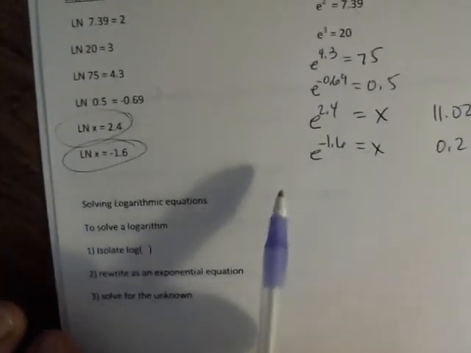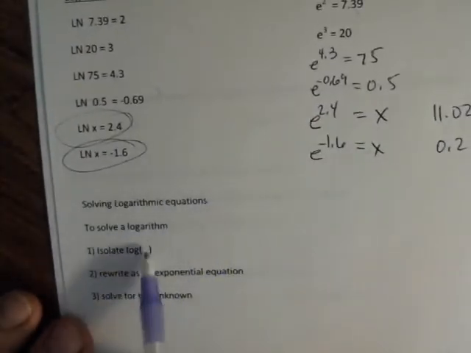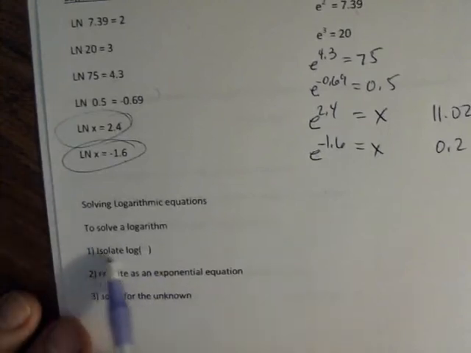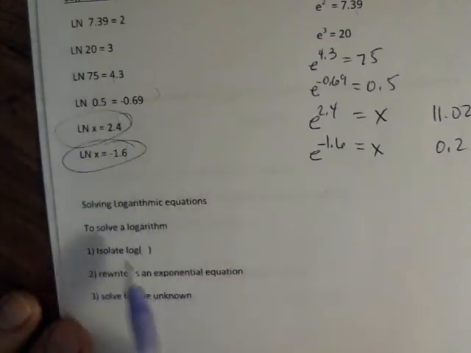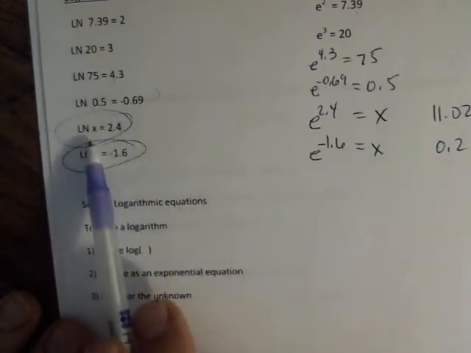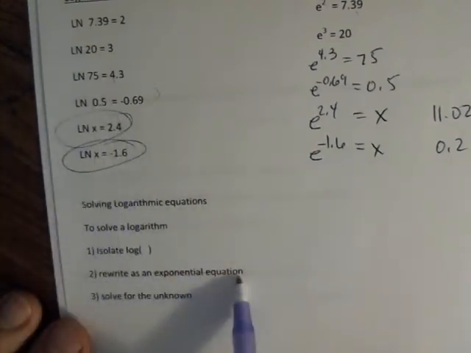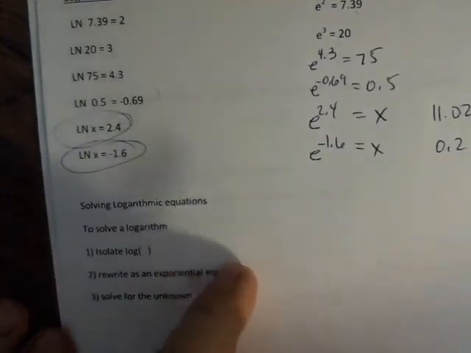So, if we are solving logarithmic equations, it's pretty much just what we've been doing here. The first thing you must do is make sure you have the log to whatever isolated. Rewrite as an exponential equation. Solve for the unknown. Okay.